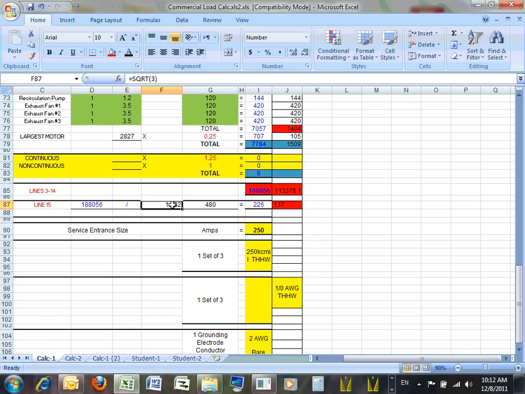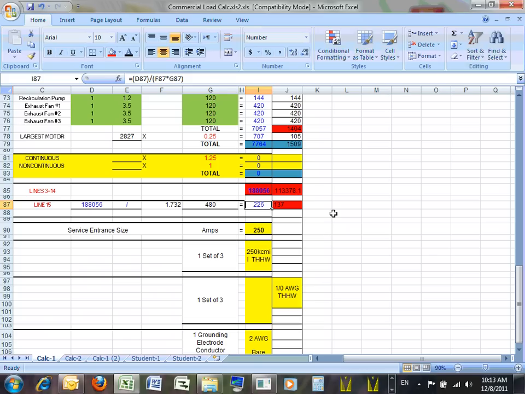And I divided it by 1.73 and 480. By the way, your service is 208, so your number is going to be completely different. If you look at how this number came to be, we took the total volt-amps divided by square root of 3 and 480, and ended up with 226. Now, 226 is not a standard panel size. The panel size is the size of the overcurrent protection device ahead of it. I can't buy 226. Here's your option.